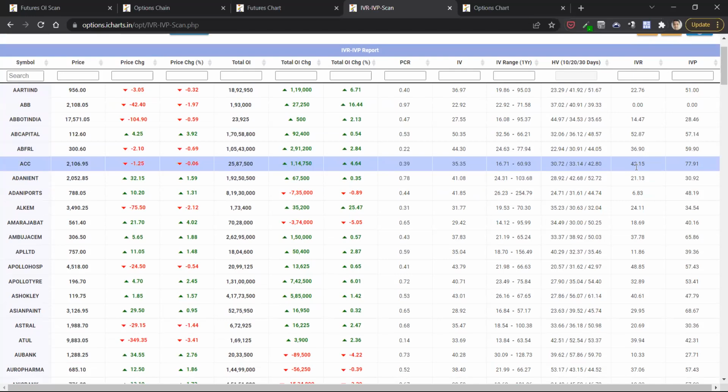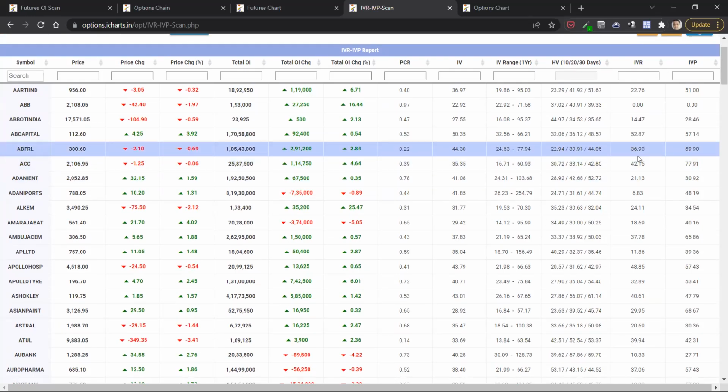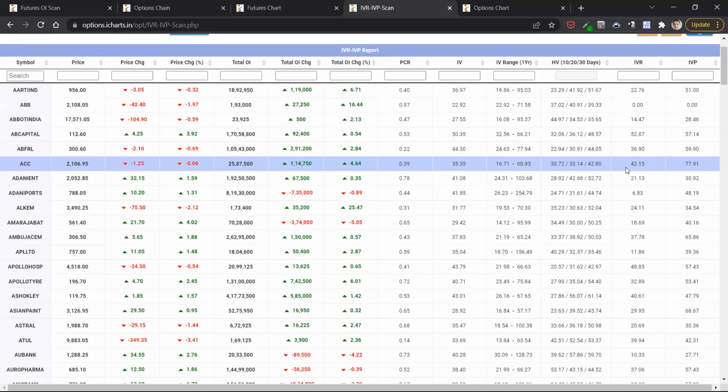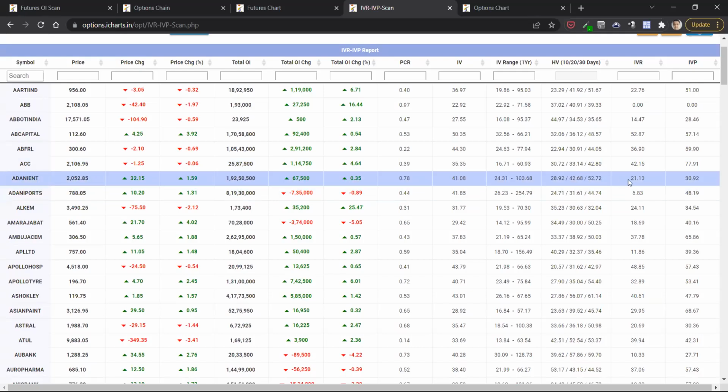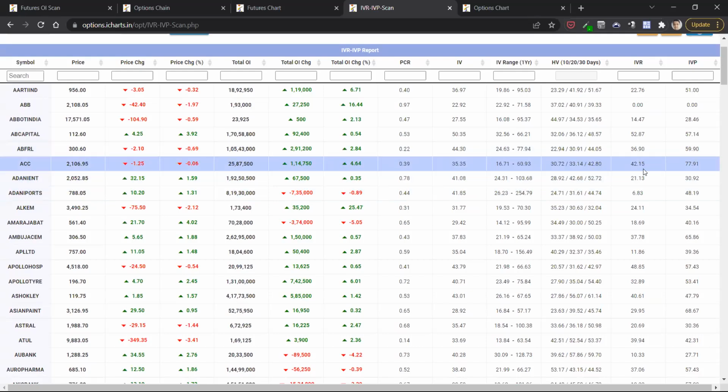But for option selling, IVR should be higher, no? Yeah, it should be higher, 50, 60, 70%. IVP should be at least above 50%. Above 50% is better, then we can go for selling, and flip it for option buying. But this is mostly for positional, and for intraday it doesn't make sense. Yeah, this is basically only for positional.